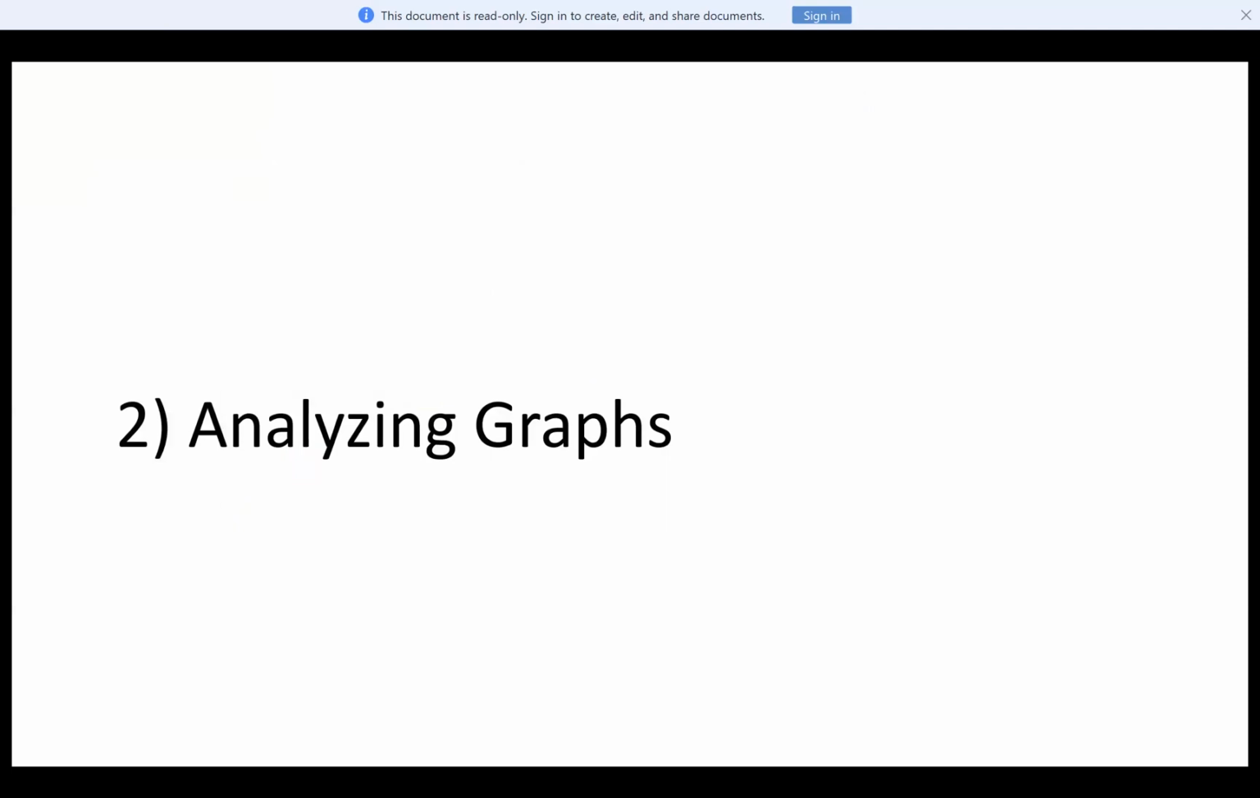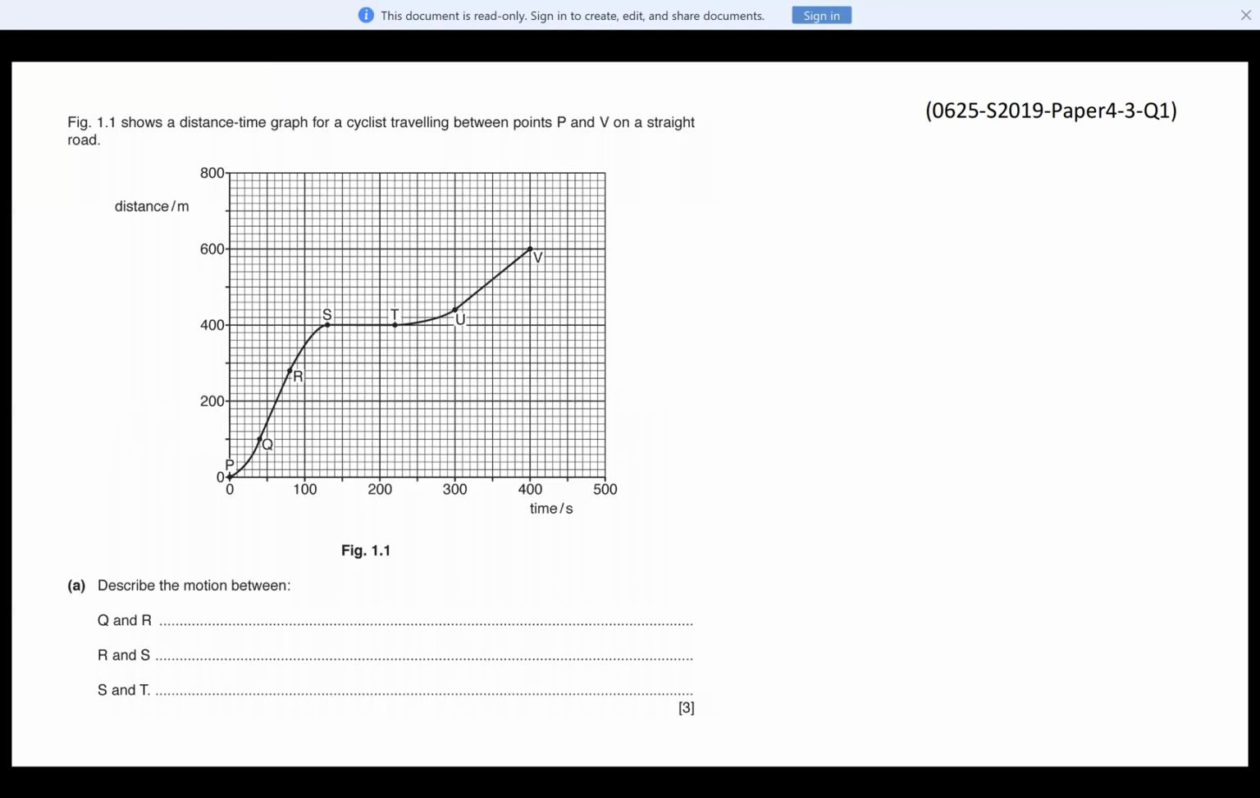The second part of our video has to do with analyzing graphs. So we're not going to graph here. We're just going to look at the given graph and analyze what's going on. Figure 1.1 shows a distance time graph for a cyclist traveling between points P and V on a straight road. Describe the motion between Q and R. Remember, we're going to do the other way around. We're going to follow the reverse logic. From Q to R, what's going on? From Q to R, this is a constant slope, right? And we said that the slope here is the same as the velocity. So therefore, from Q to R, we have constant velocity.